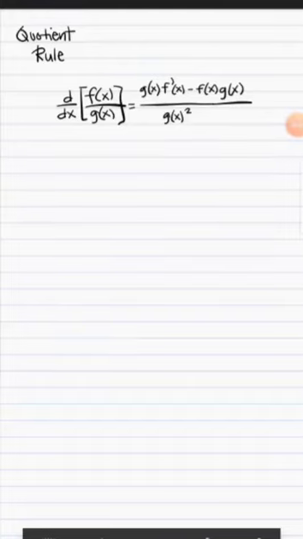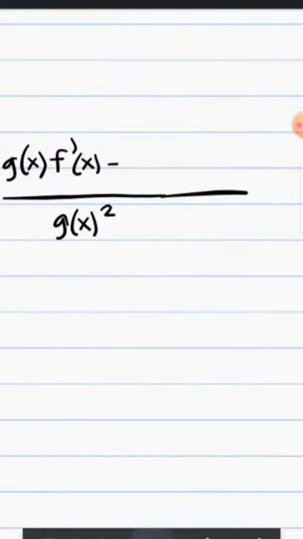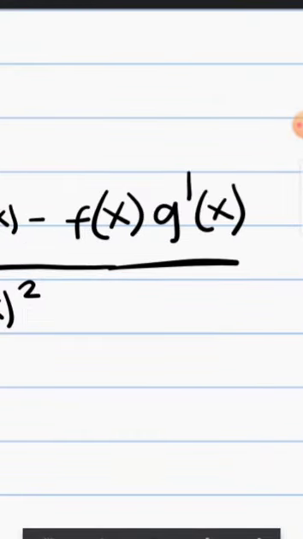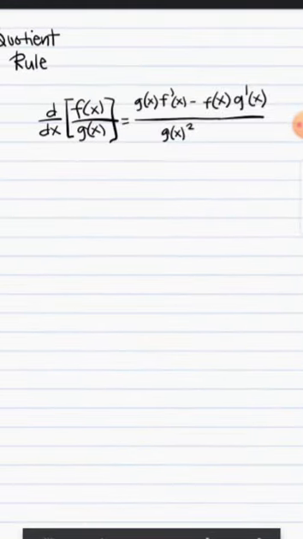In this video, we will see where this formula came from. This is the quotient rule, and it says that if we have the quotient of the first function over the second function, its derivative is equal to the second function times the derivative of the first minus the first times the derivative of the second, all over the second function squared.